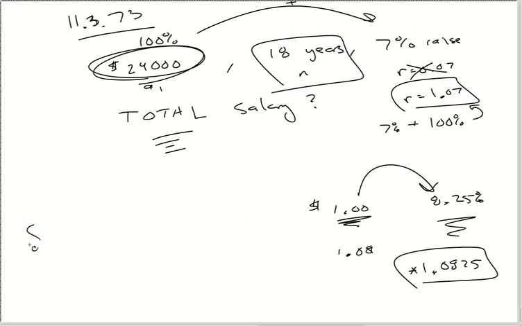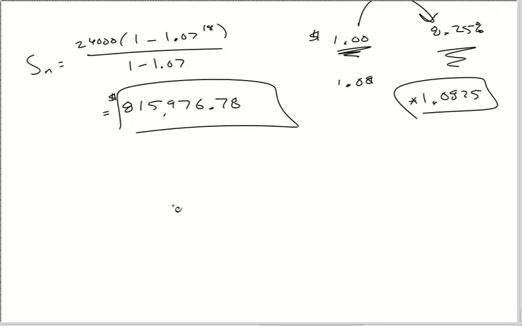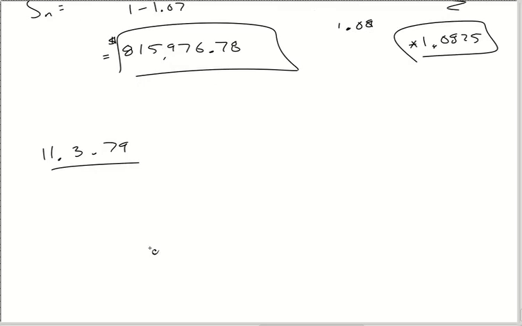And so then they're saying the total is S sub 18. No, I'm sorry. This a1 right there. Sorry, a1 is my 24,000 times 1 minus r, the 1.07, all to the 18 power, all divided by 1 minus 1.07. I put it all in the calculator, and I get $815,976.78 in your account. Again, you did not pay any bills, so of course you're going to have a whole lot in that account over 18 years of working. So, this is the very last problem, and it's very applicable. I, of course, got stories for each one of these, but let's just go ahead and do it. This is the annuity problem.